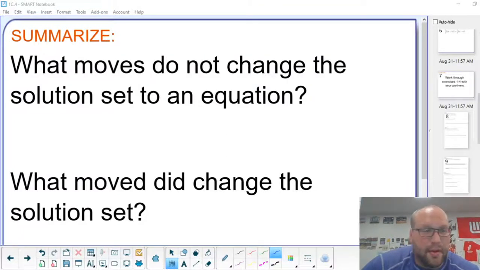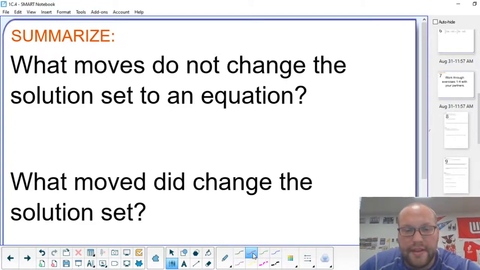Okay, to wrap the topic up, the Explorer is pretty intense, but the main thing to take away from it is that when you square something in an equation, it can help us, but we just have to be careful. So this is the big idea of the day: what moves do not change solutions to equations.